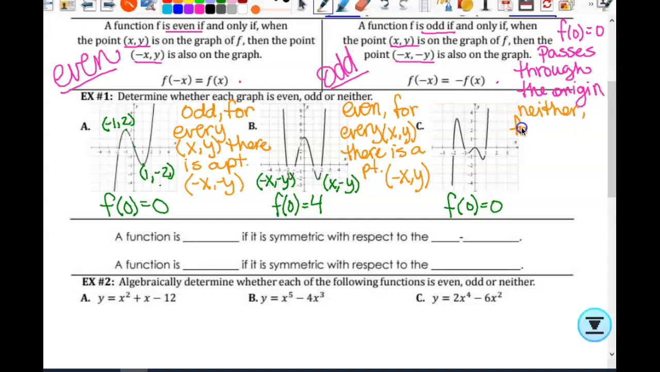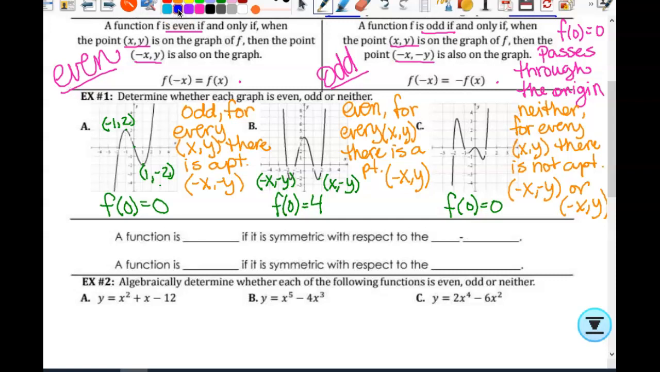We can say for every (x, y), there is not a point (-x, -y), or (-x, y). What questions you got? Anything that makes sense?